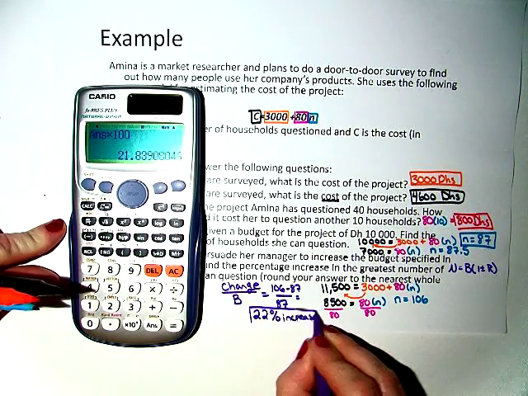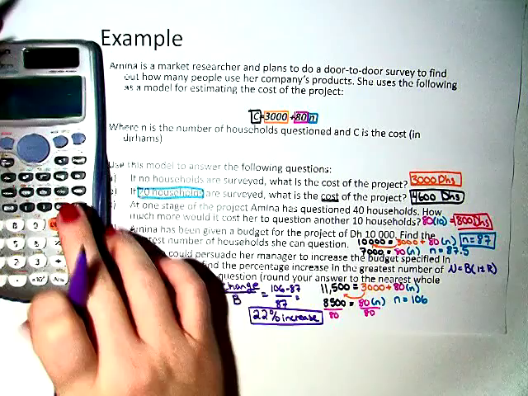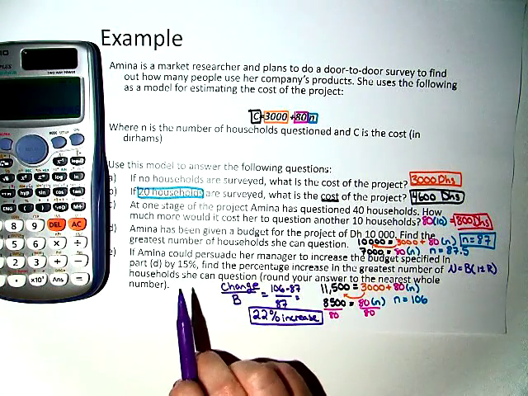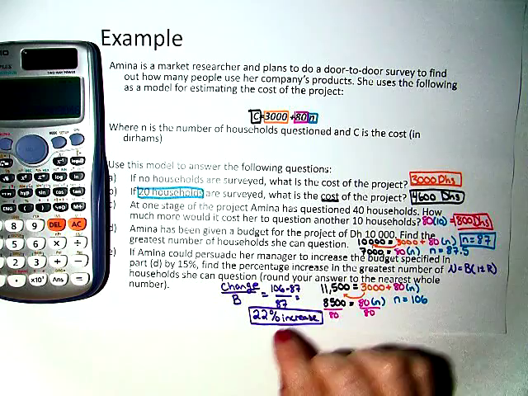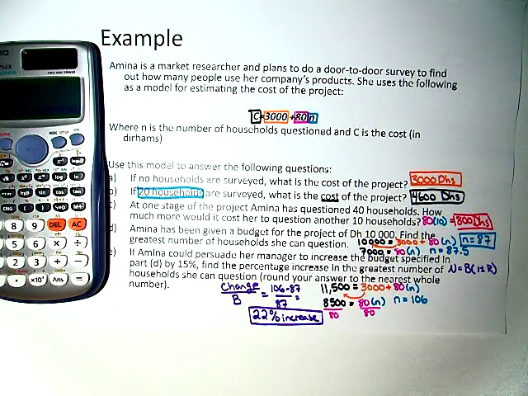So she can make a case to her boss saying, if you increase my budget by 15%, you can get a 22% increase in households, and try to win her argument that way. So there are all different ways you can use math in order to solve problems.